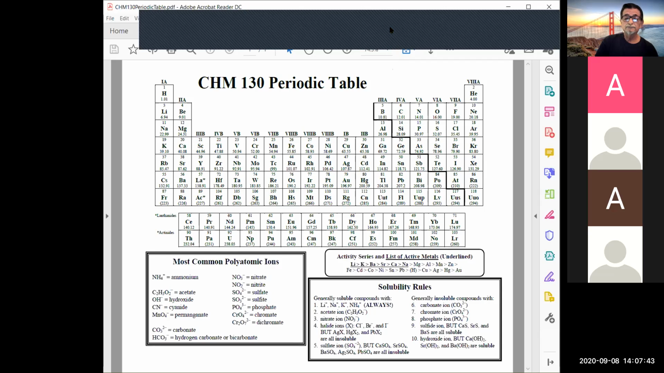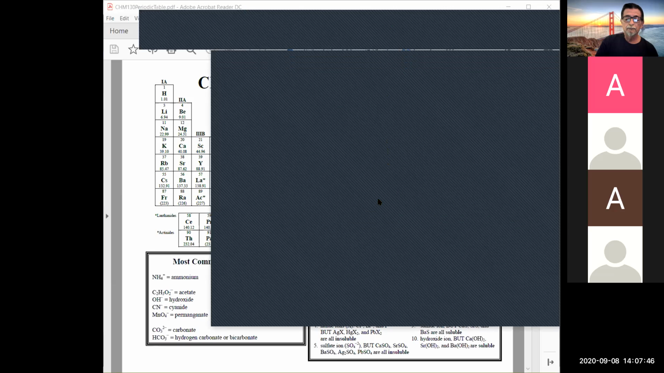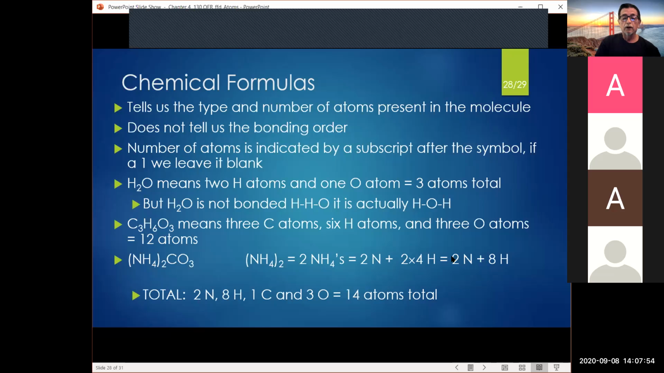Poly meaning many atoms. Okay, now, bear with me for a second. Okay, all right. So what this tells us is that parentheses, subscript 2, we have two NH4 units. So total, we have two nitrogens, eight hydrogens, one carbon, and three oxygens for a total of 14 atoms in this particular compound. That, by the way, is called ammonium carbonate.